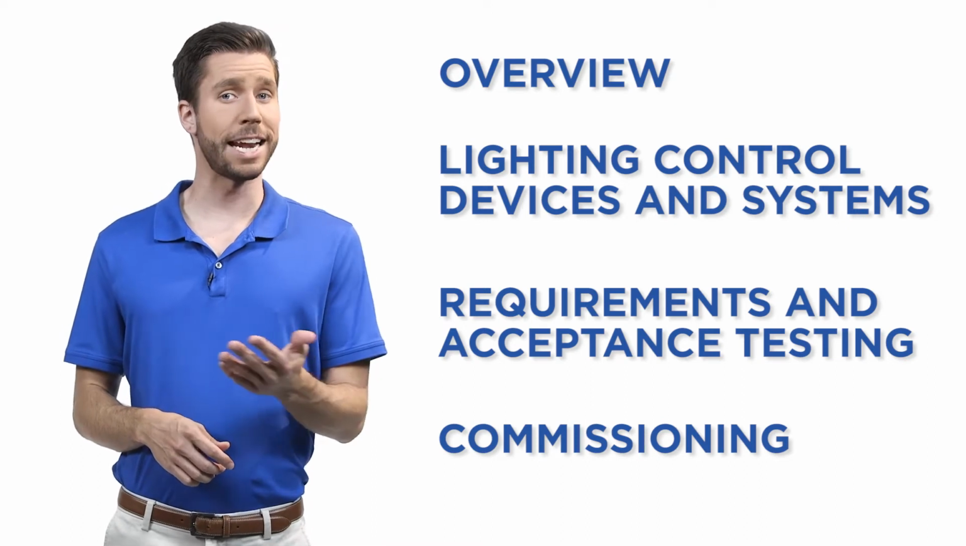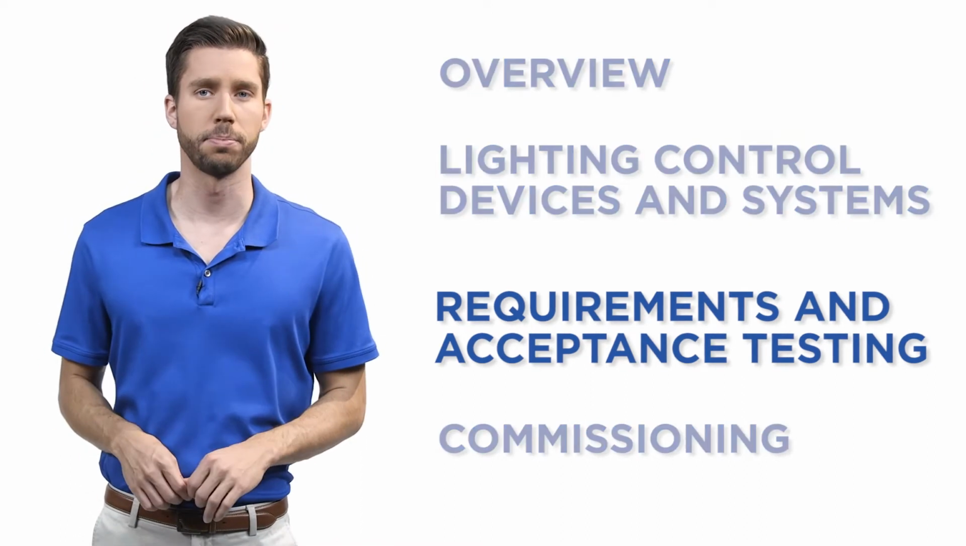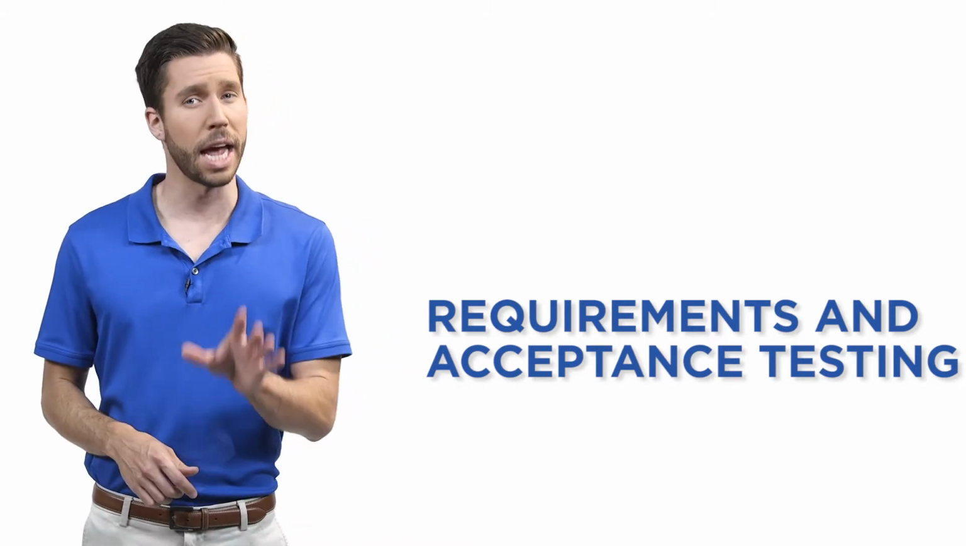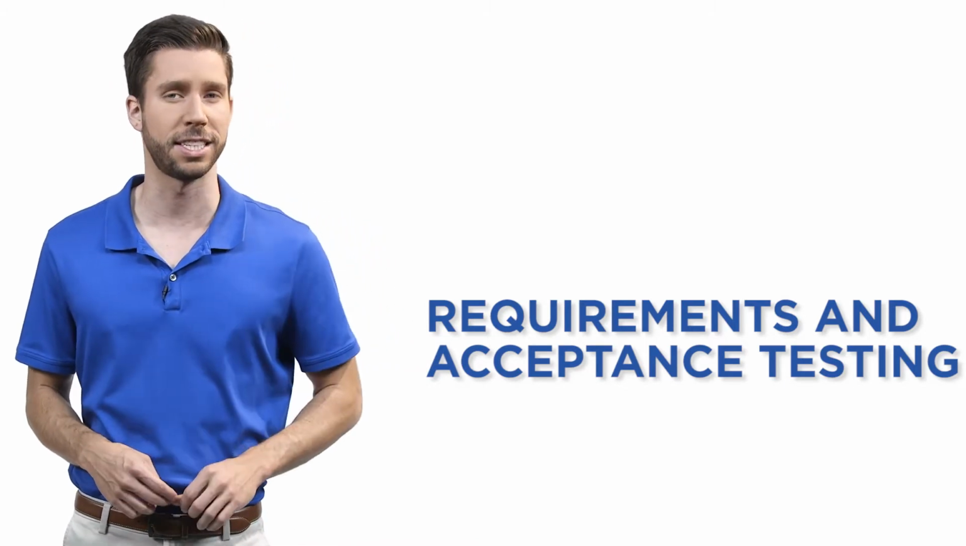Now that we've learned about lighting control devices and systems, let's go over a few requirements for lighting control devices and systems and briefly review acceptance testing. Lighting control systems may be installed for compliance with the lighting control requirements contained in the 2016 Building Energy Efficiency Standards, provided they meet certain requirements.